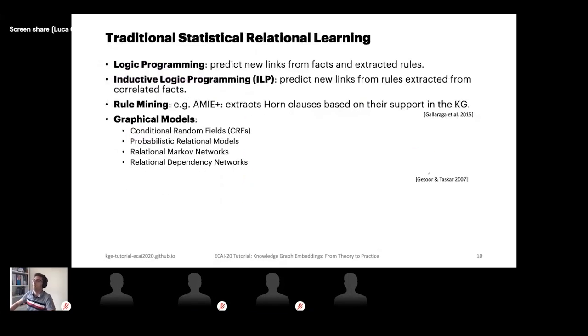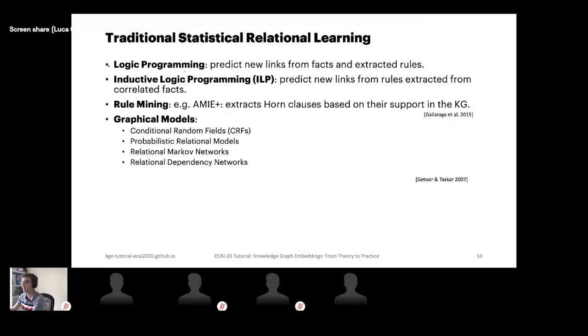Now, starting our deep dive in knowledge graph embeddings, I'd like to point out that the area of statistical relational learning is quite an established field that goes back to the early noughties, and there have been a number of techniques proposed in the past few years that are radically, if you want, different from what you're going to see in this tutorial. Techniques that range from logic programming, again, all this stuff has been proposed to predict new links from facts, right?